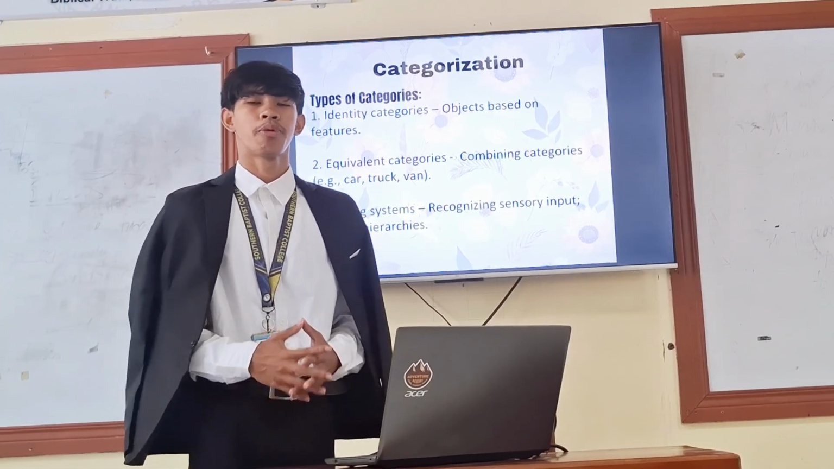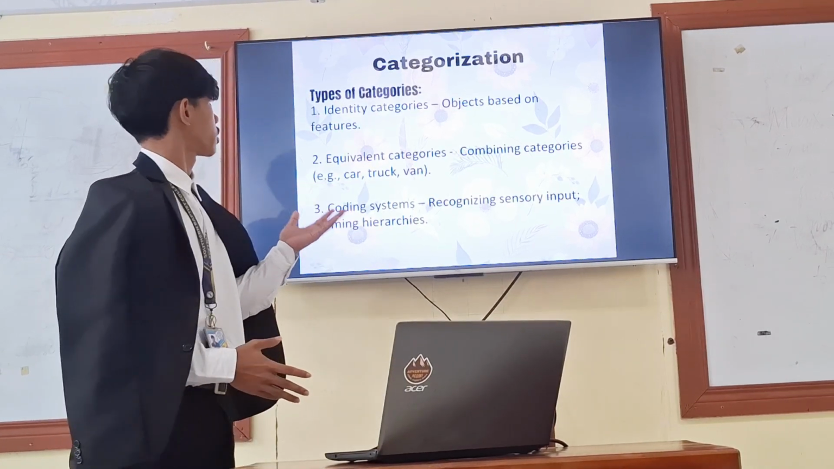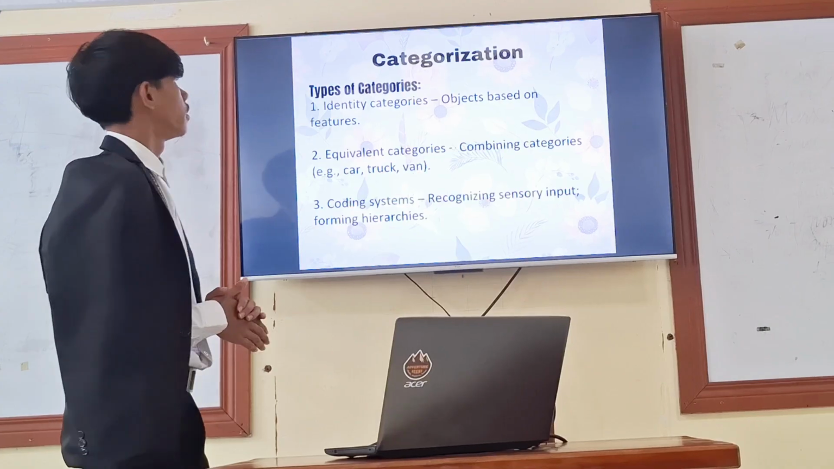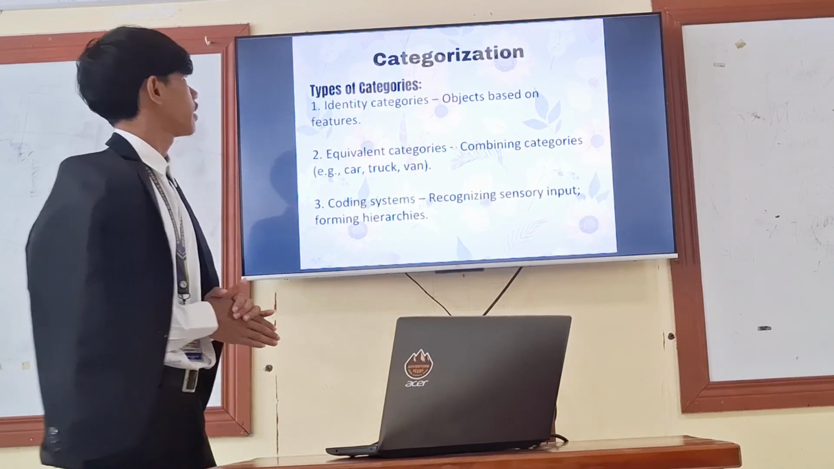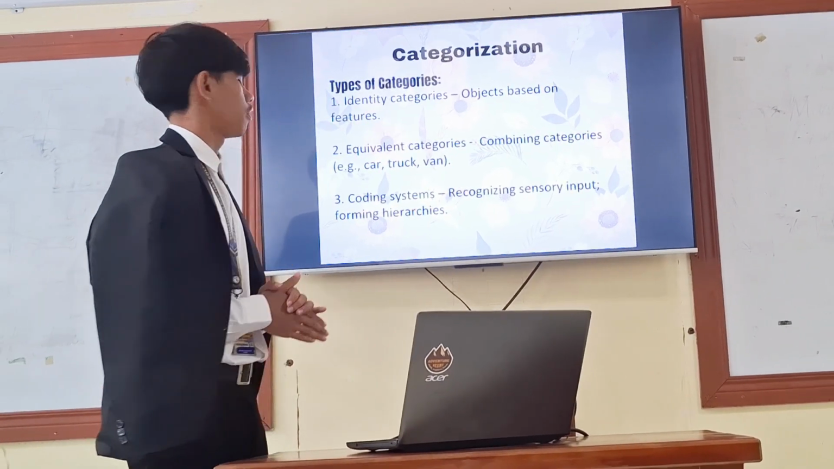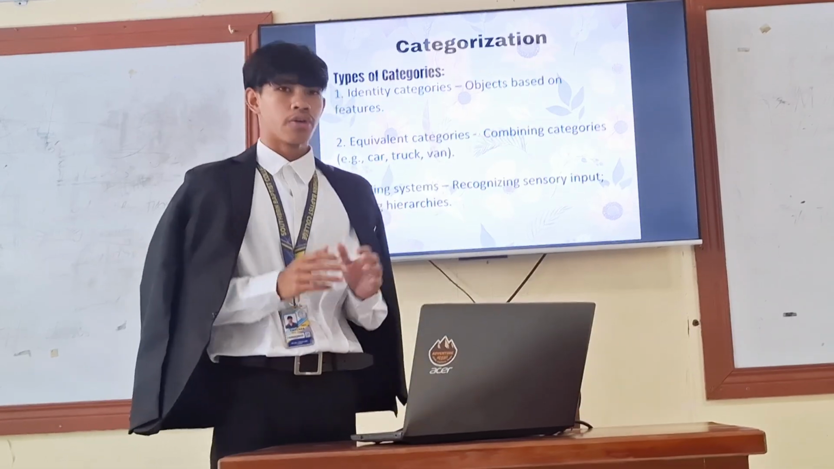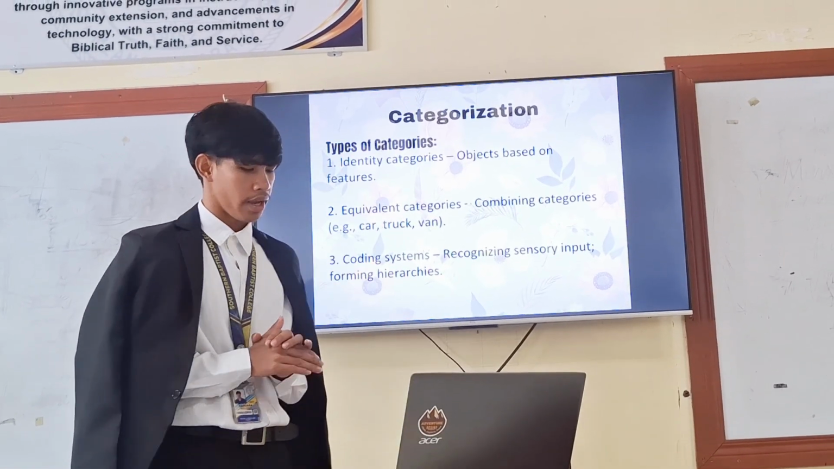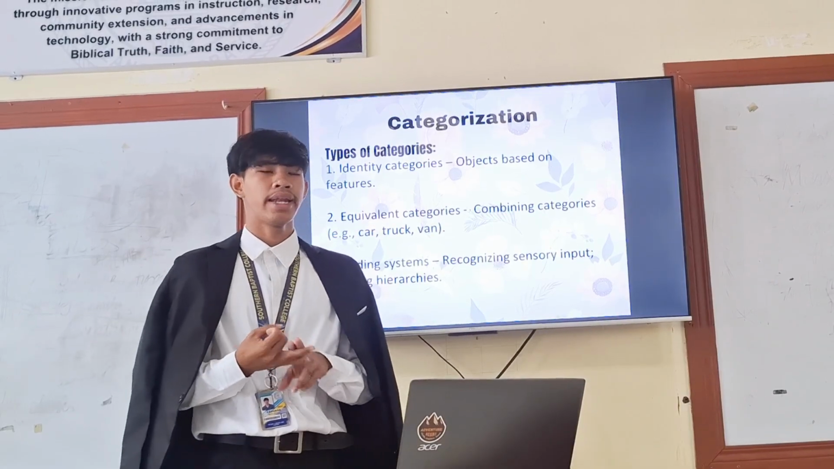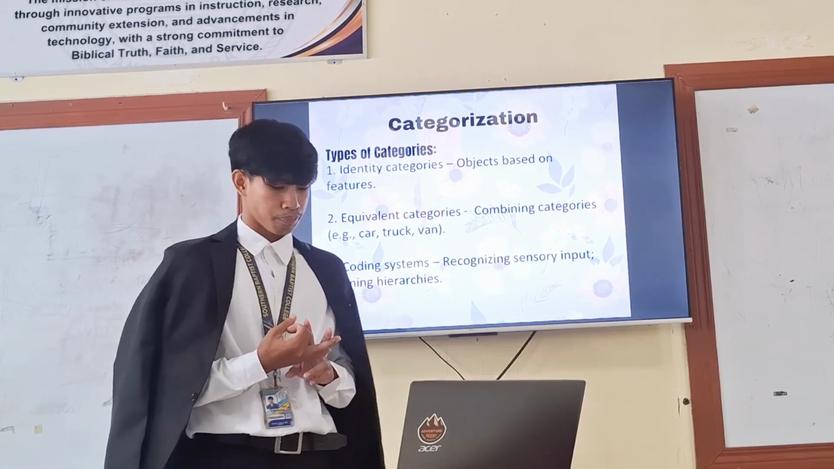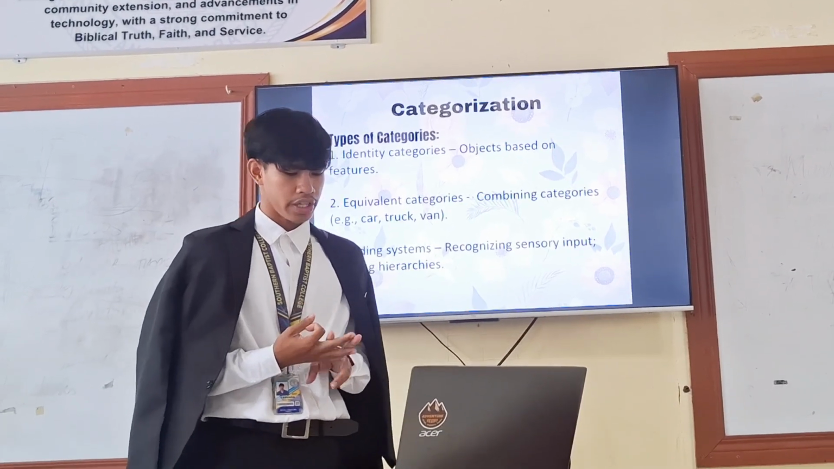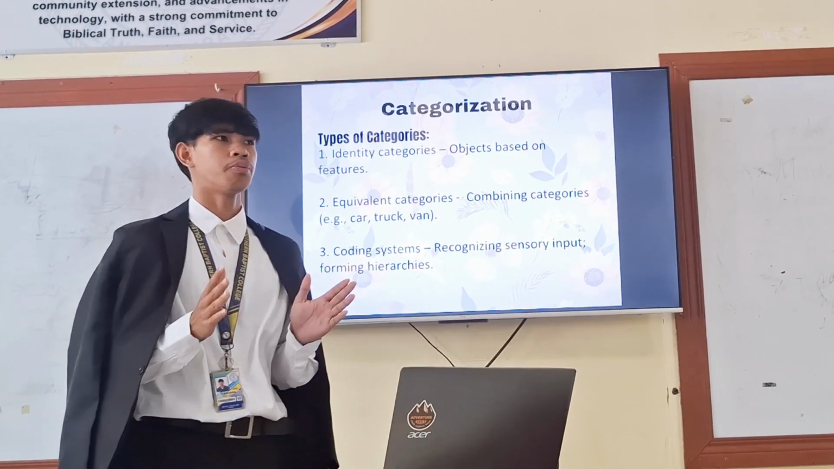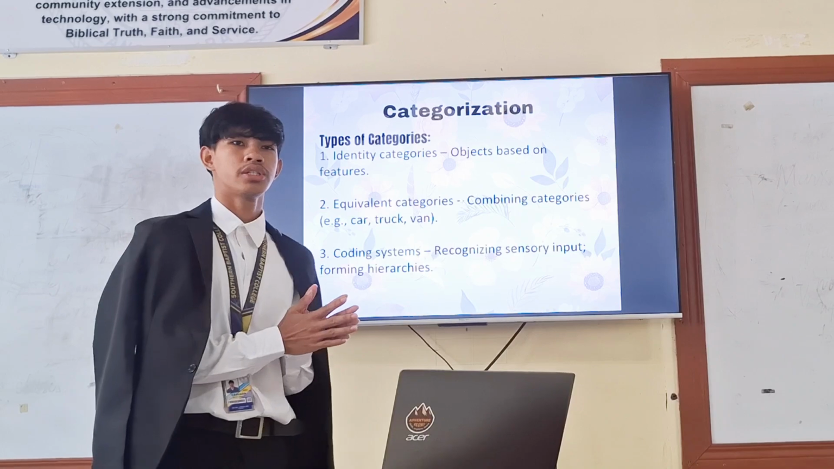So Bruner also proposed the categorization. And here are the types of categories. Number 1 is identity categories, object based on features, which means group objects based on shared features or attributes. Like for example, apple, banana, and orange are all grouped, which means they are grouped based on their attributes.